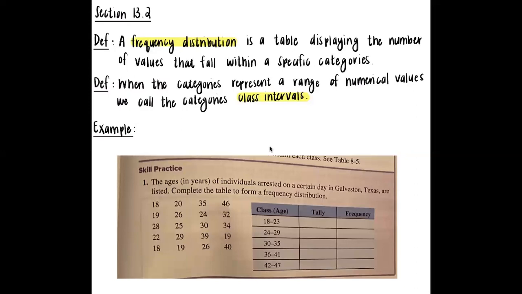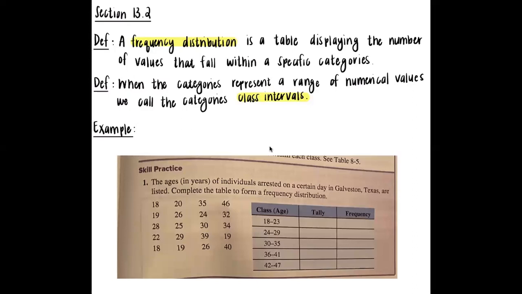So think about when you were a kid, possibly in younger sports teams, in the beginning it's just a bunch of kids of different ages. Maybe you have them 3 to 5, 6 to 8, and now we're seeing how frequently these different data values fall into these ranges of specific categories.